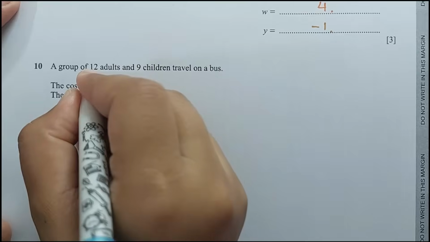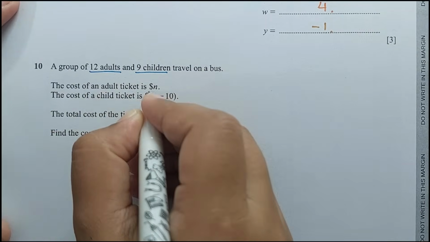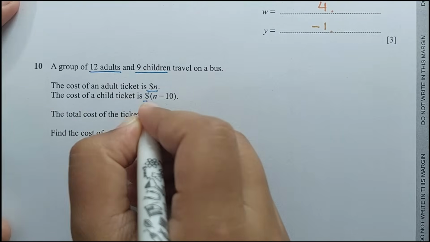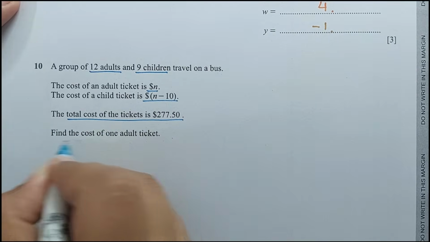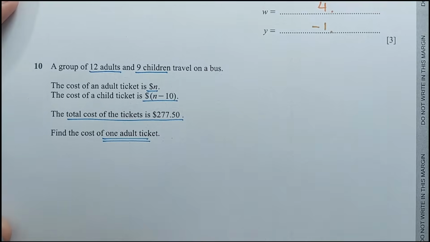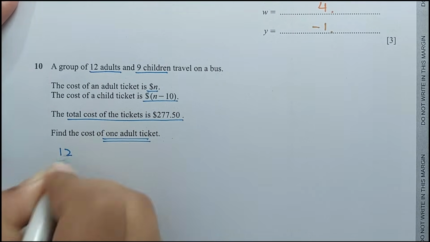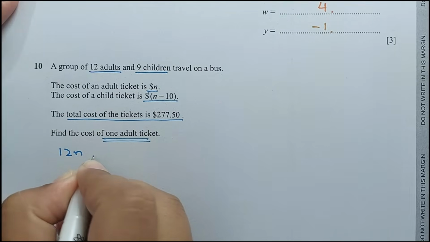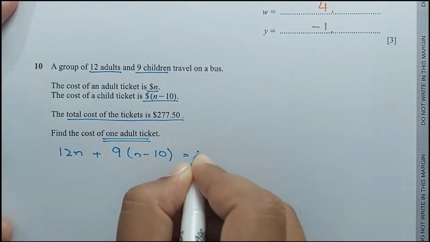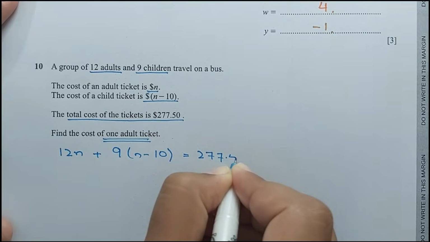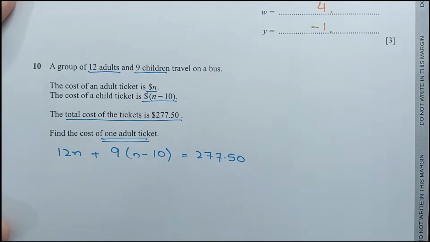Question number 10. A group of 12 adults and 9 children travel on a bus. The cost of an adult ticket is $N and the cost of a child ticket is N minus $10. The total cost of the tickets is this much. Calculate the cost of one adult ticket. Okay. So 12 adults and 9 child. So 12 adults cost is N, plus the 9 the child cost is N minus 10, and the total cost is 277.50. We need to figure out what is the cost of one adult ticket. That's the value for N basically.